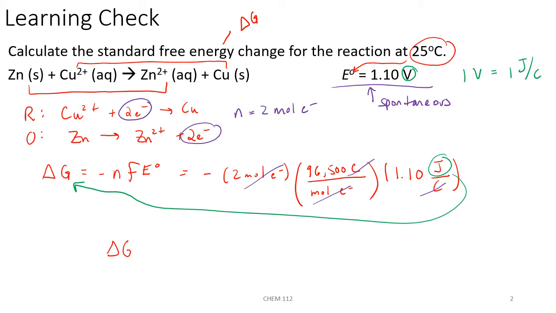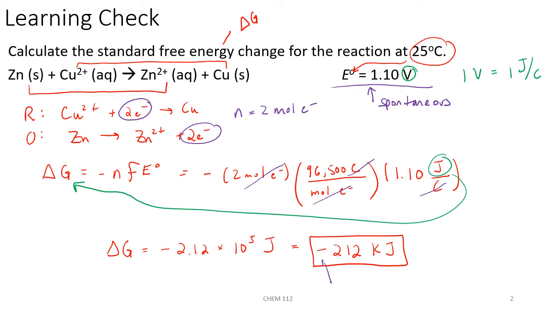So our Gibbs free energy that we get for this reaction comes out to being negative 2.12 times 10 to the 5th joules, and I often will convert it into kilojoules because joules are such a small unit of energy, so that's negative 212 kilojoules. And so just as we expected, we got a negative value for our delta G, which tells us the reaction is spontaneous.